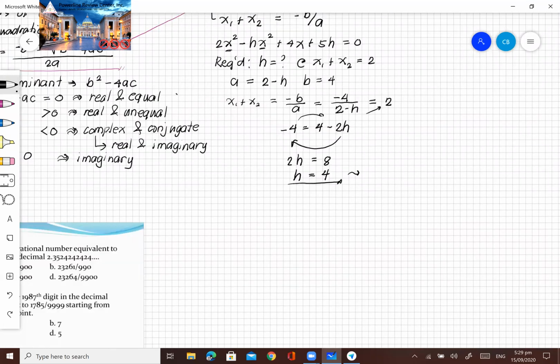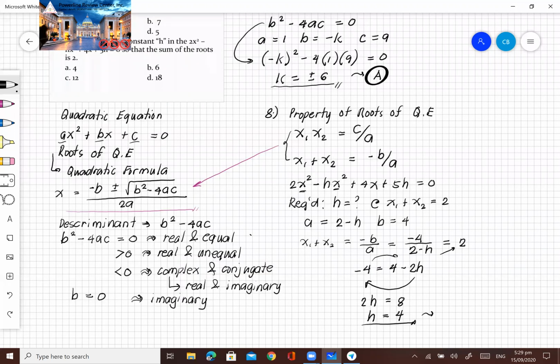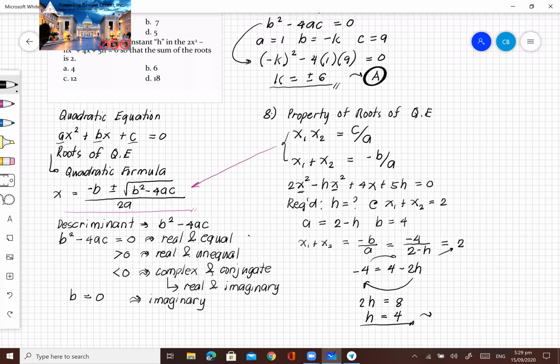Ayun. So, we have the constant h, it should be positive 4. Anong letter yan, kapatid? The letter is simply arriba. Okay? Nakuha ba? Any question regarding that particular problem? May tanong ba tayo, kapatid? Any question? May tanong ba tayo? Any question?